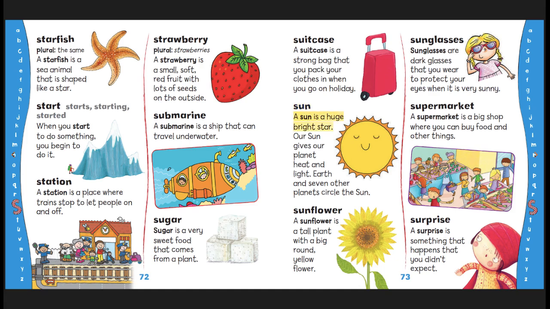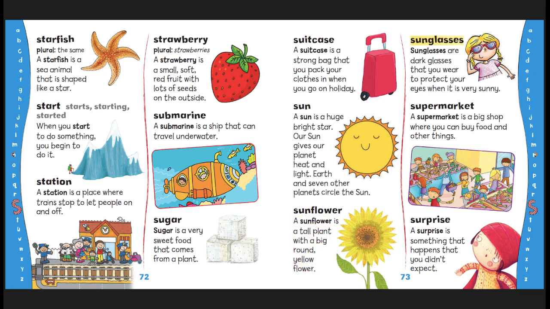Sun. A sun is a huge bright star. Our sun gives our planet heat and light. Earth and 7 other planets circle the sun. Sunflower. A sunflower is a tall plant with a big round yellow flower.